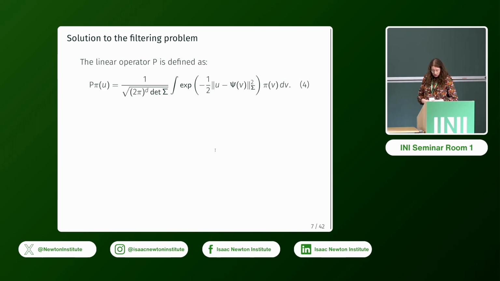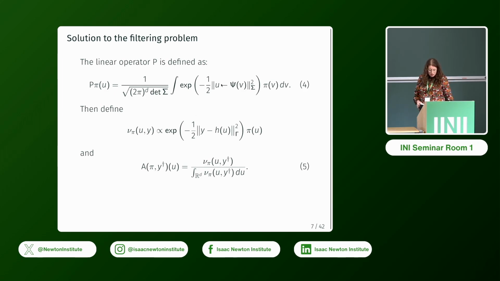Okay, so the linear operator has this structure. Essentially, because we have that Gaussian noise, we end up with a Gaussian centered on psi of v. But more interesting is the analysis. So this is applying, essentially we're taking the push forward of the last filtering distribution, and then we have a Gaussian centered at that distribution.